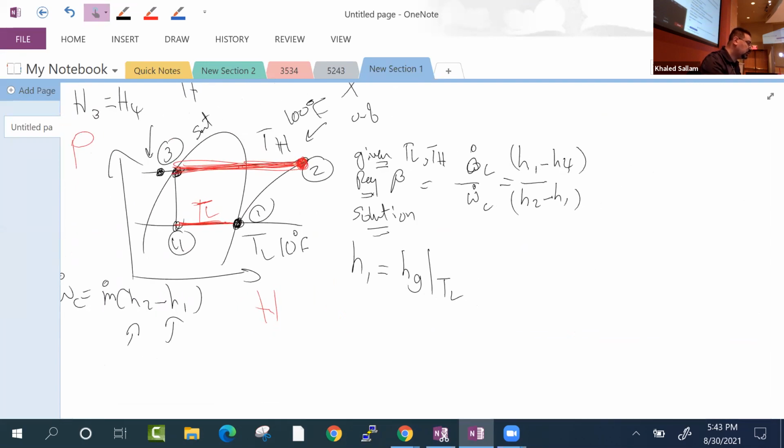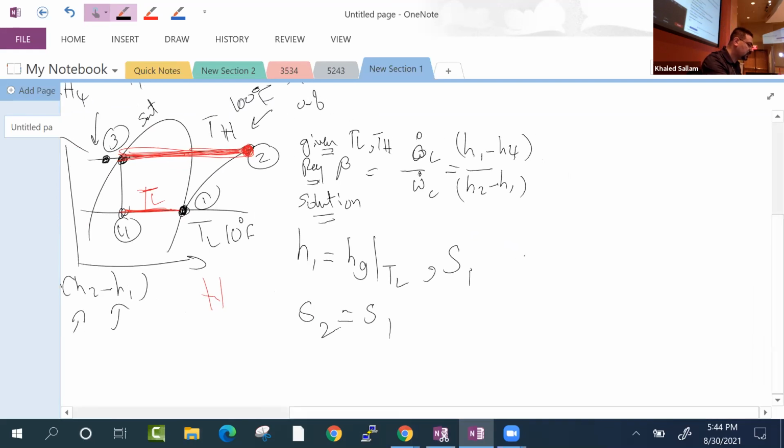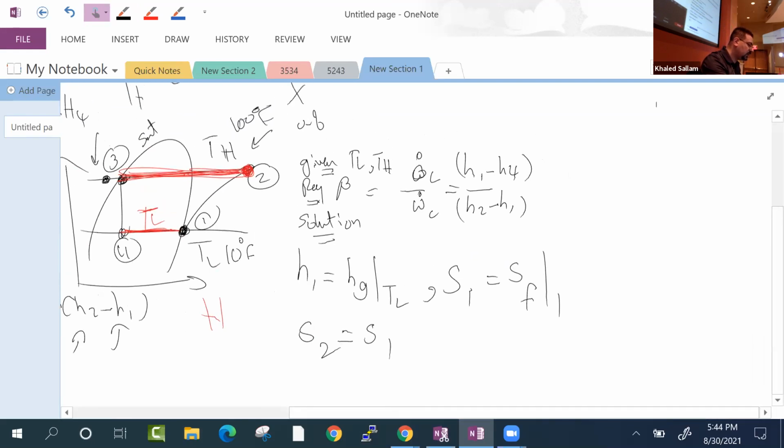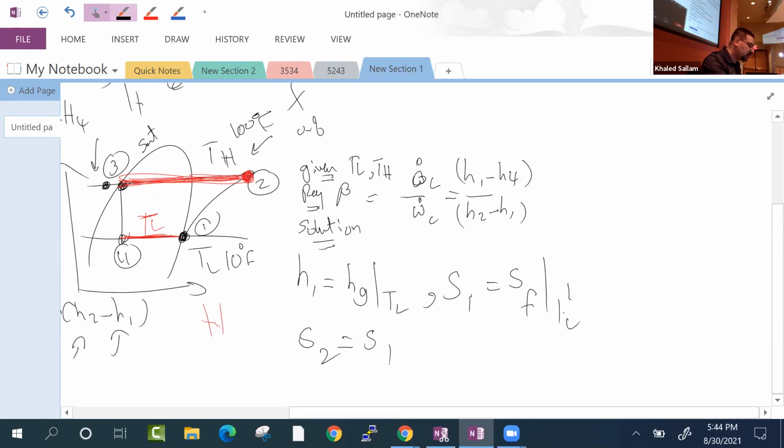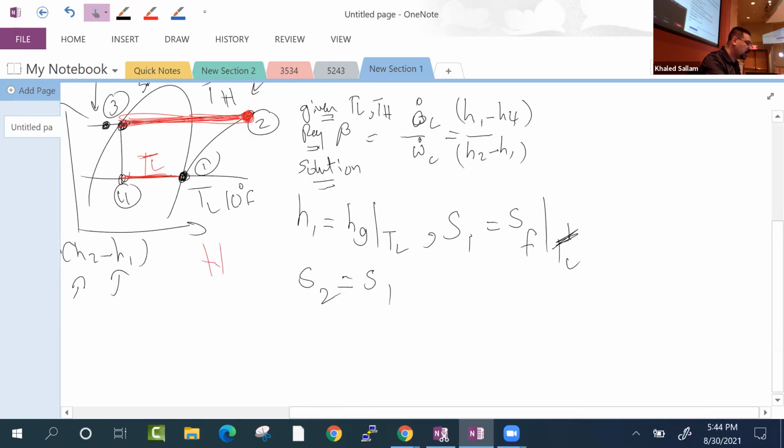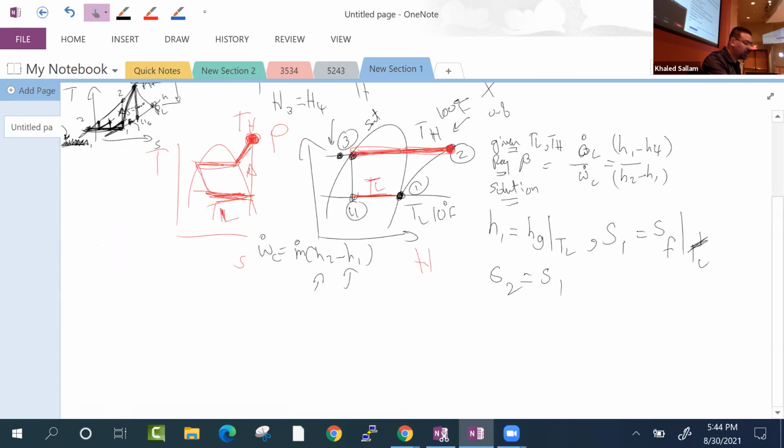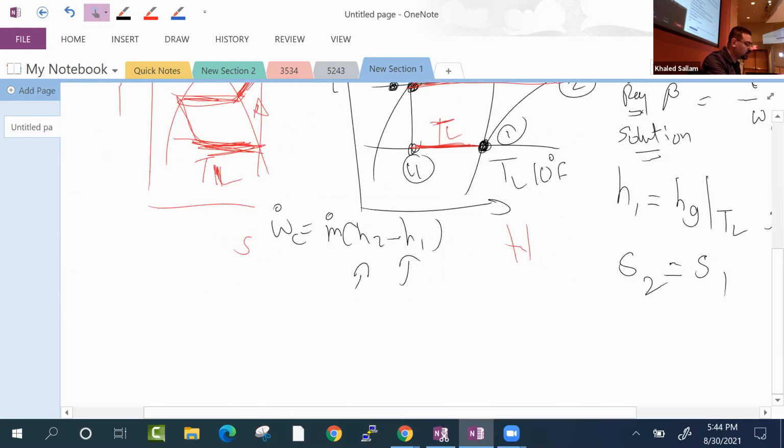Okay, now I need H2. How am I gonna get H2? I need two properties for H2. What are the two properties that I know? I know S2 is gonna be S1. So maybe we should get S1 too. How can I get S1? Sf at T low, right? It's saturated liquid. And so then we would say that S2 equals S1 because it's isentropic.